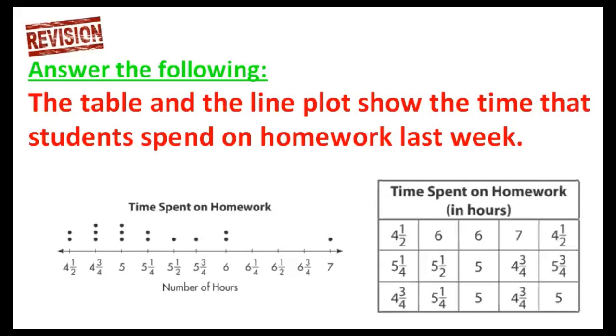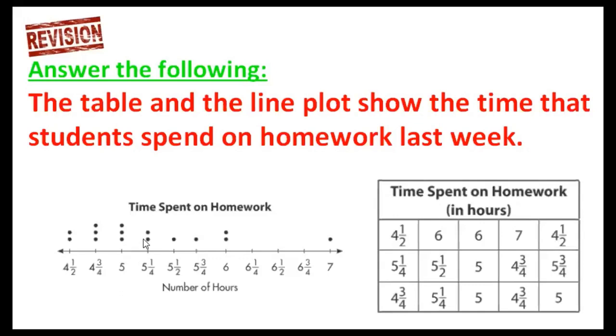For example, here 4.5. How many 4.5 do we have in the table? 2 values. So I'm going to represent them by 2 bold dots. How many 4.75 do we have? Select them from the table. Here is 1, 2, and this is the third one. 3 dots here over the number line. How many 5s do we have in the table? 1, 2, this is the third, 3.